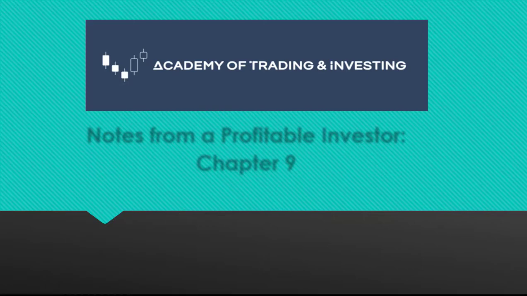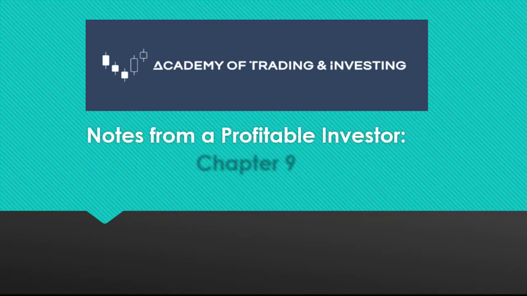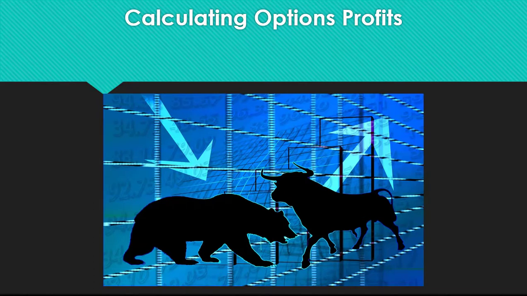We're here today to talk about concepts from the book Notes from a Profitable Investor. Today we'll be talking about Chapter 9, in other words, calculating options profits. Hopefully you have intently reviewed the concepts from the previous chapter, Chapter 8, that gave you great insights into how options work. Now we're going to understand how to calculate the profits and begin to understand how to choose the correct strike prices to maximize our profits.